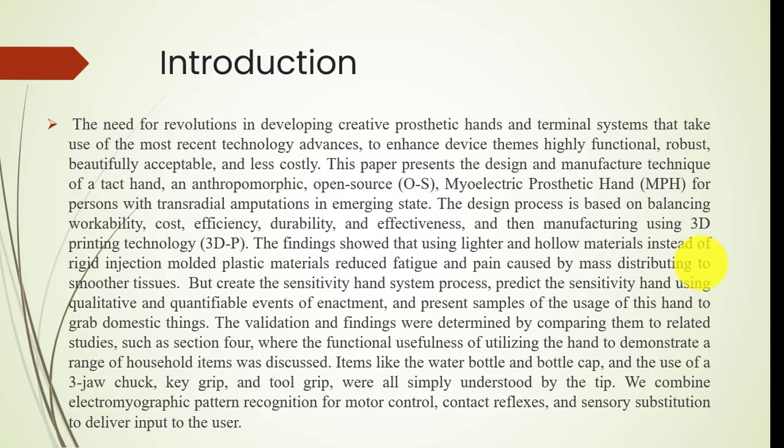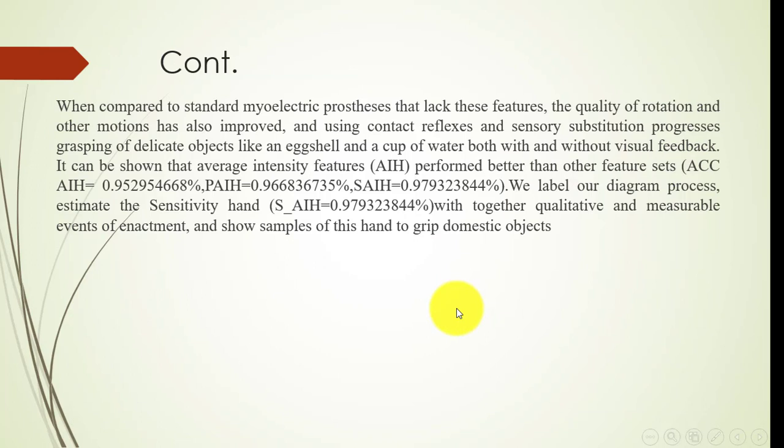Items like a water bottle, a cup, and using a three-jaw chuck or key grips and tool grips will be simply understood by this step. We combined this with electromyograph pattern recognition for motor control, with sensitive feedback delivered as input to the user.